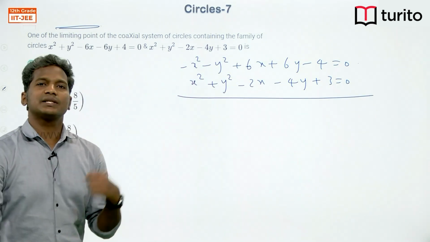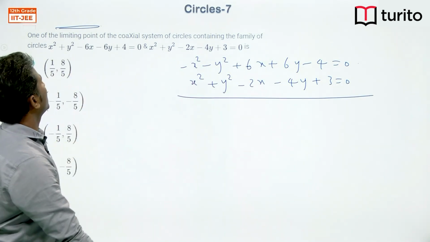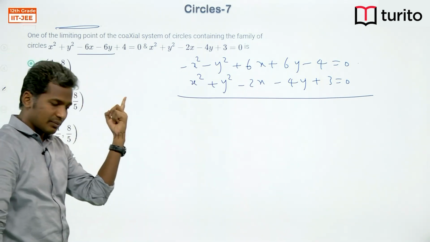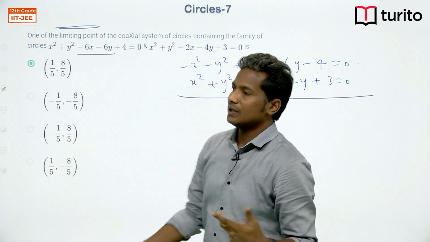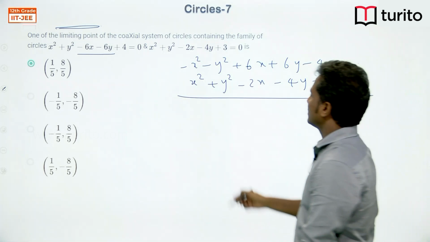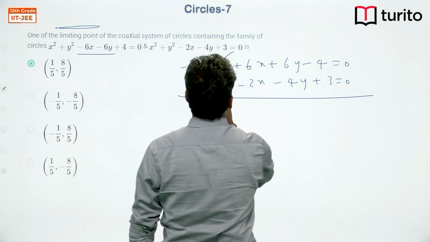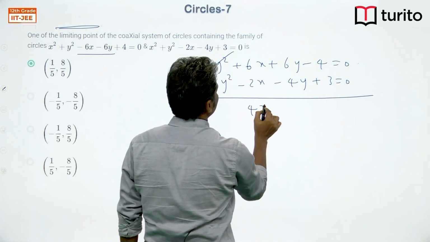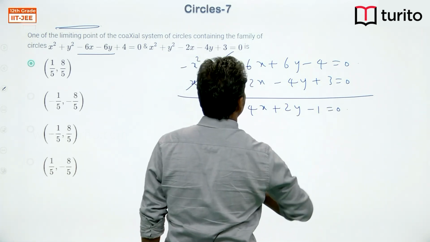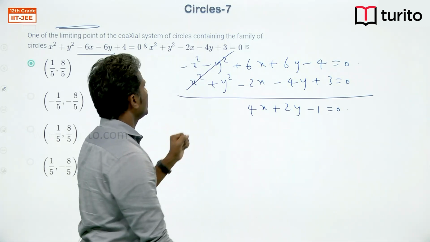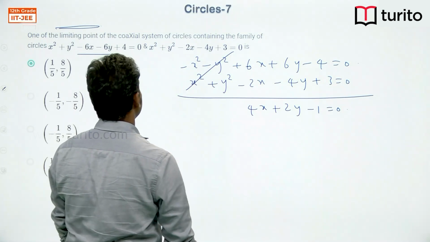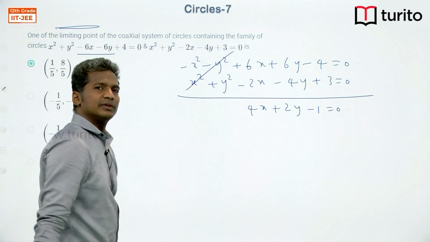Basically, I subtracted the first equation from the second, because I noticed that the minus 6x and minus 6y have negative signs. So, for the algebra to be easier, I just multiplied by a minus sign. These two get cancelled, and we are left with 4x plus 2y minus 1 equal to 0. This becomes my equation of the radical axis. Now, if this is the equation of the radical axis, then what would be the equation of the family?